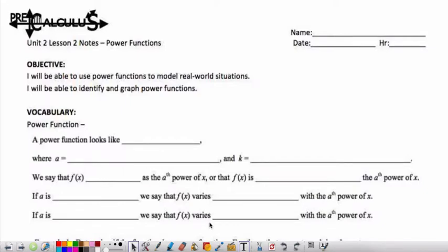Okay, there's a video for 2.2 power functions. Your objectives here: I will be able to use power functions to model real-world situations, and I will be able to identify and graph power functions. So let's get into this.